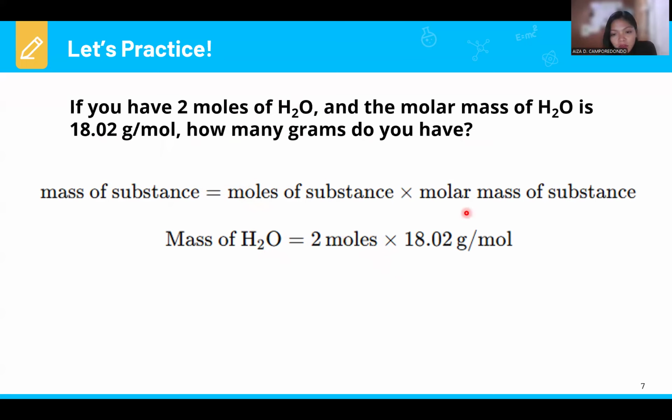And the moles right here will be crossed out. That would leave us with the grams of the water. And that would be 36.04 grams of water.